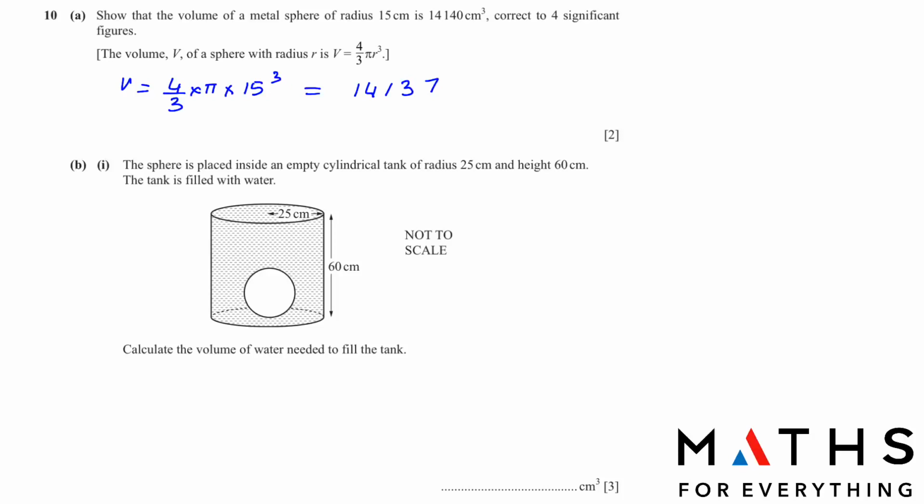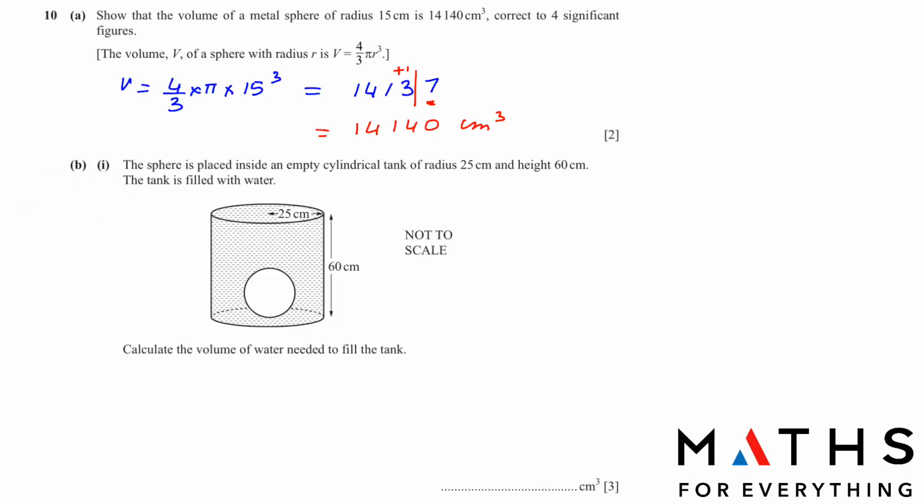14137. We want it to 4 significant figures, so we want to round it till there. If this number is 5 or more than 5, we add 1. So you will get 14140 cubic centimeter. As it is volume, it will be cubic.